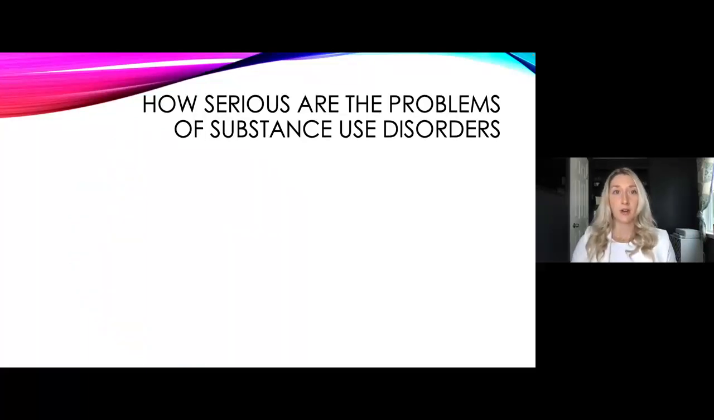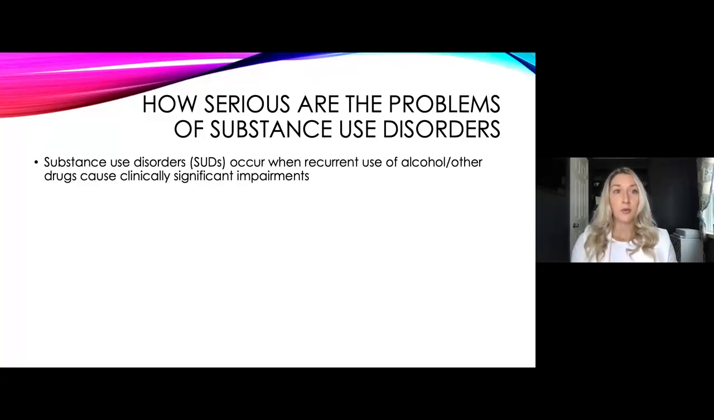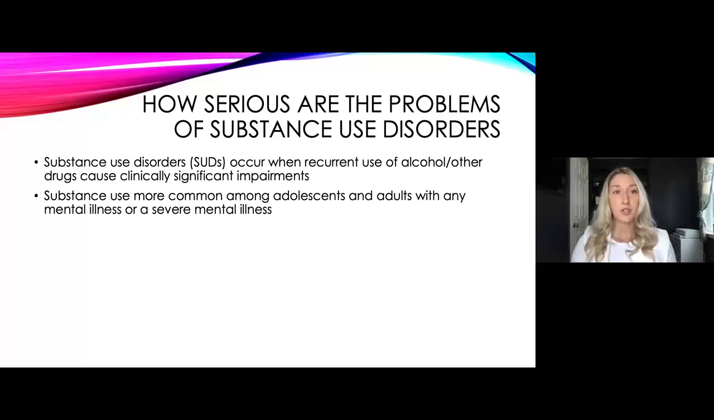So how serious are the problems of substance use disorders? Substance use disorders occur when recurrent use of alcohol or other drugs causes clinically significant impairments. So this includes health problems, disabilities, and a general failure to meet major responsibilities, whether it's at work, school, or at home. Substance use is also more common among adolescents and adults who have a mental illness or a severe mental illness.